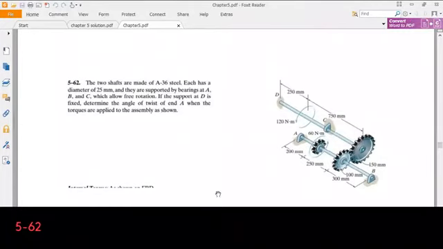Hello everyone. Our next problem is 562. The problem is like this. The two shafts are made of A36 steel. Each has a diameter of 25 millimeters. We will modify the problem, so we will use 50 millimeters for the diameter.